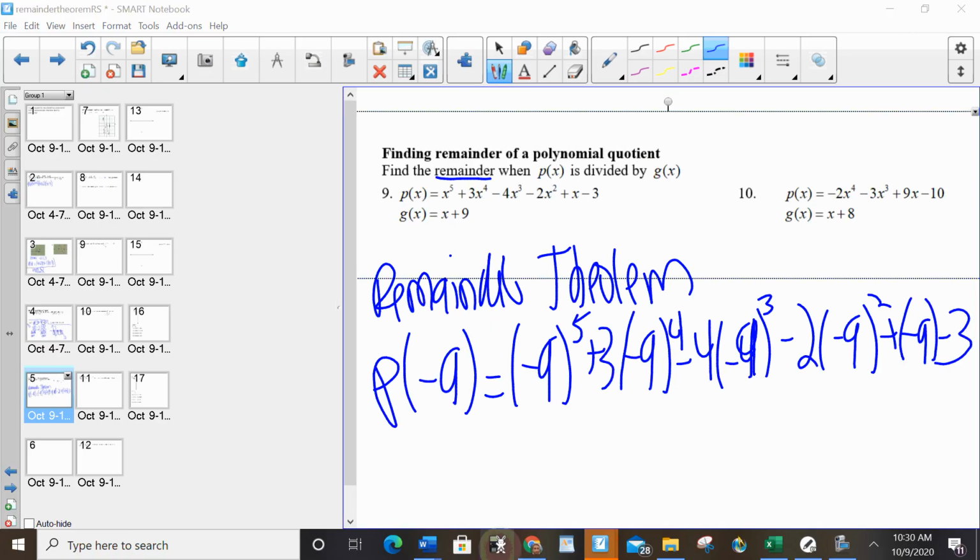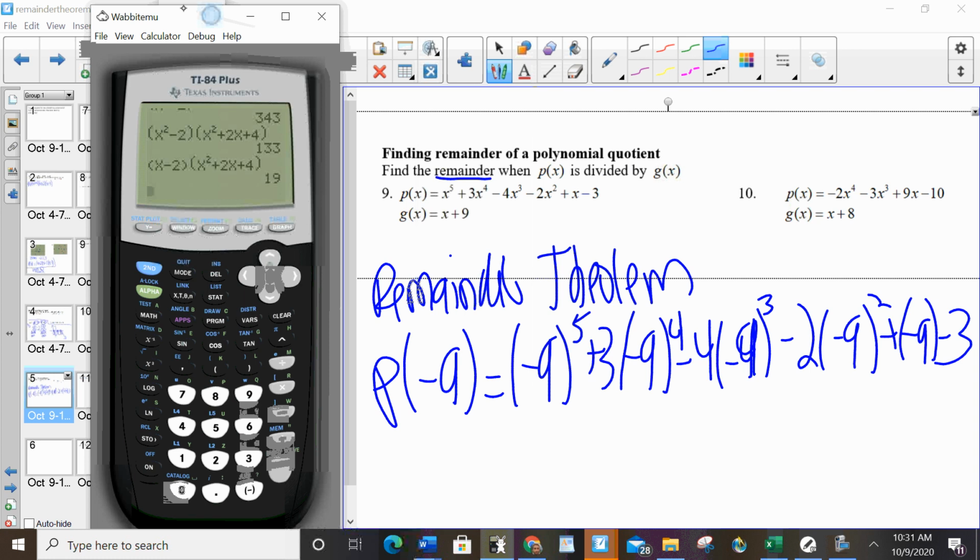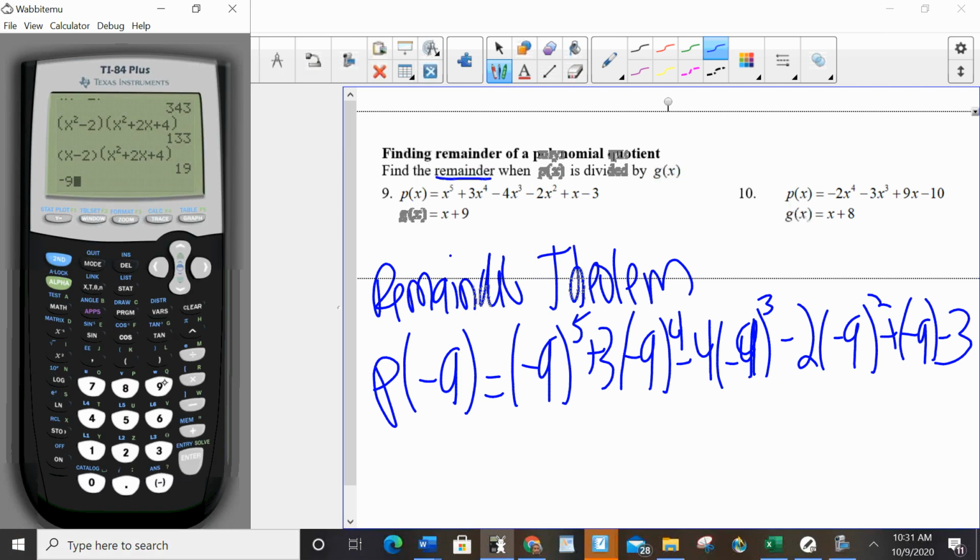So if I just pull up my calculator, I can do it with storing. -9, store as x. Again, you don't have to use the storing feature, but it's going to make things easier and faster. And then I just type in x to the 5th plus 3x to the 4th minus 4x to the third minus 2x squared plus x minus 3.